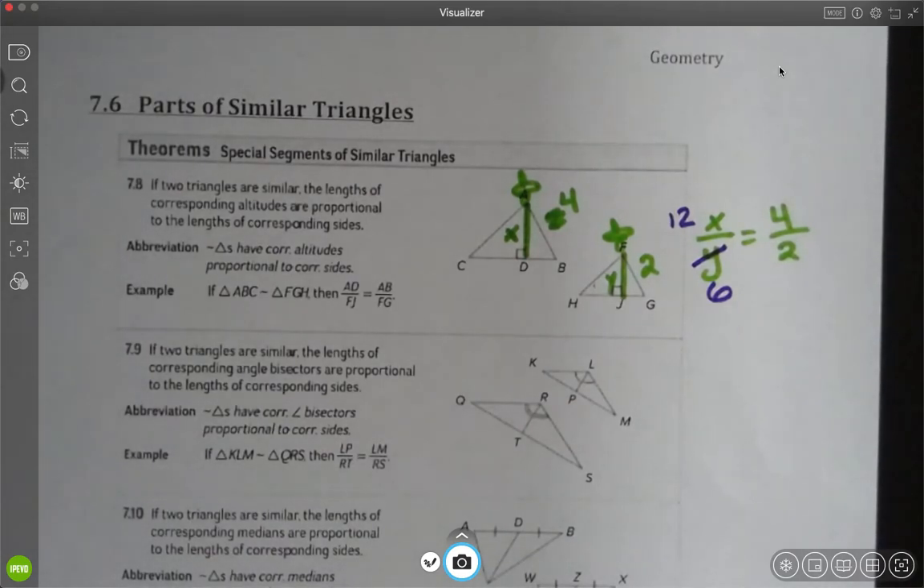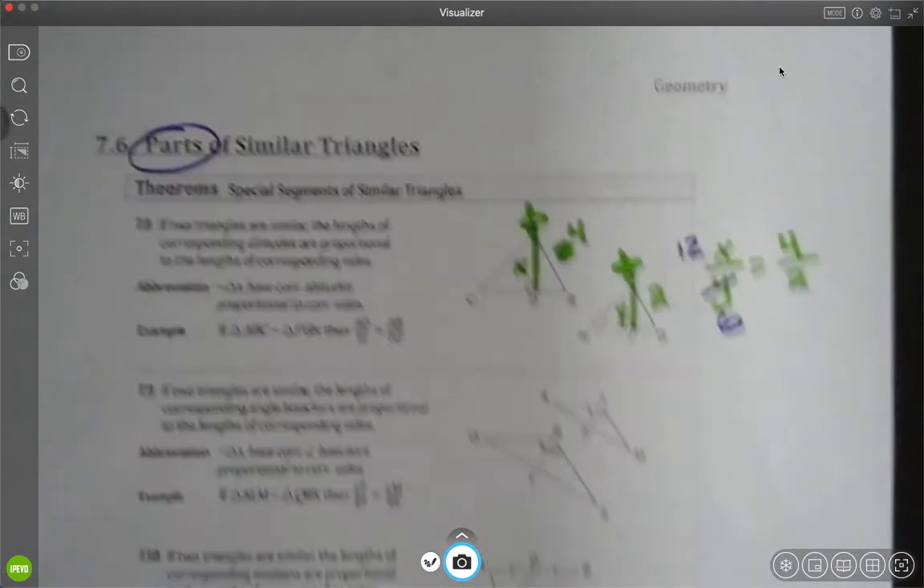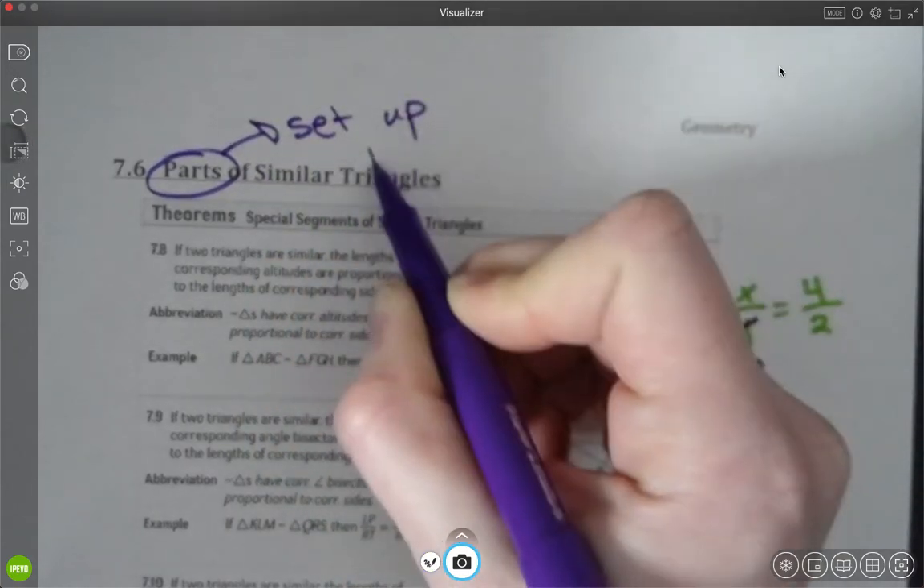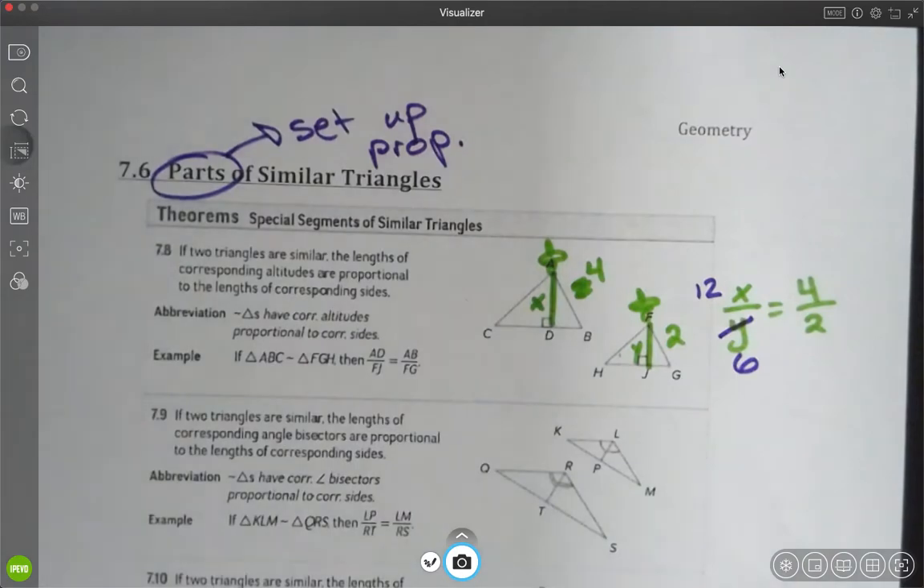So the altitude is also considered a part of the triangle. These are parts of similar triangles. With any of the parts, we can set up a proportion as well, and the proportion will still work. Good? All right, let's go to the next piece.